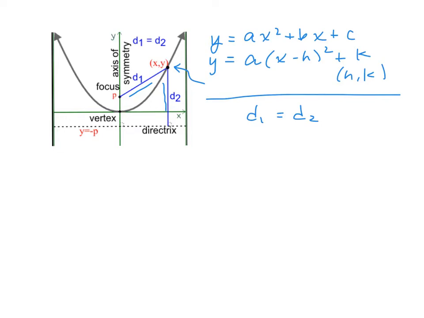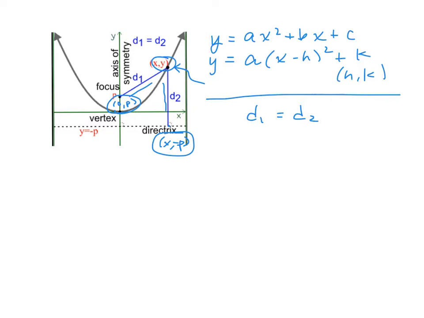Okay, so think about the focus. That is at the point (0, p), and then the point where it's perpendicular to the directrix would have the same x value as our point in question, and then the y value would be negative p. So what I want to claim is if D1 is equal to D2, then the distance between (0, p) and (x, y) is the same as the distance between (x, y) and (x, negative p).